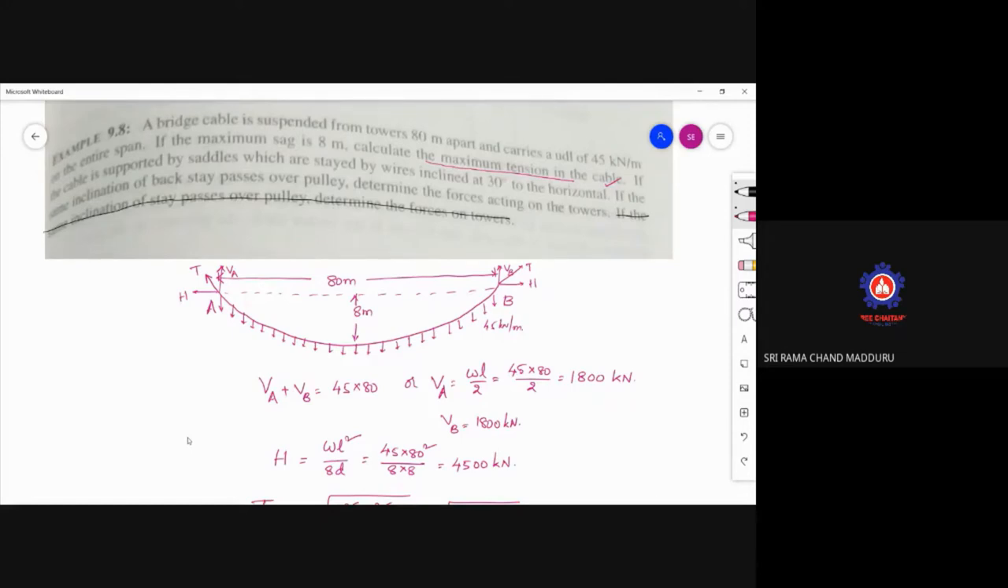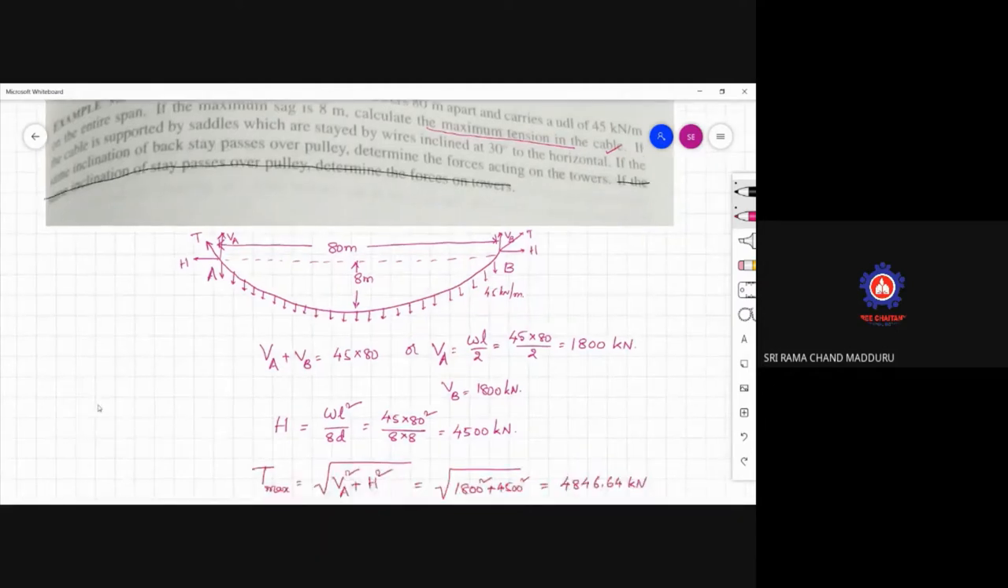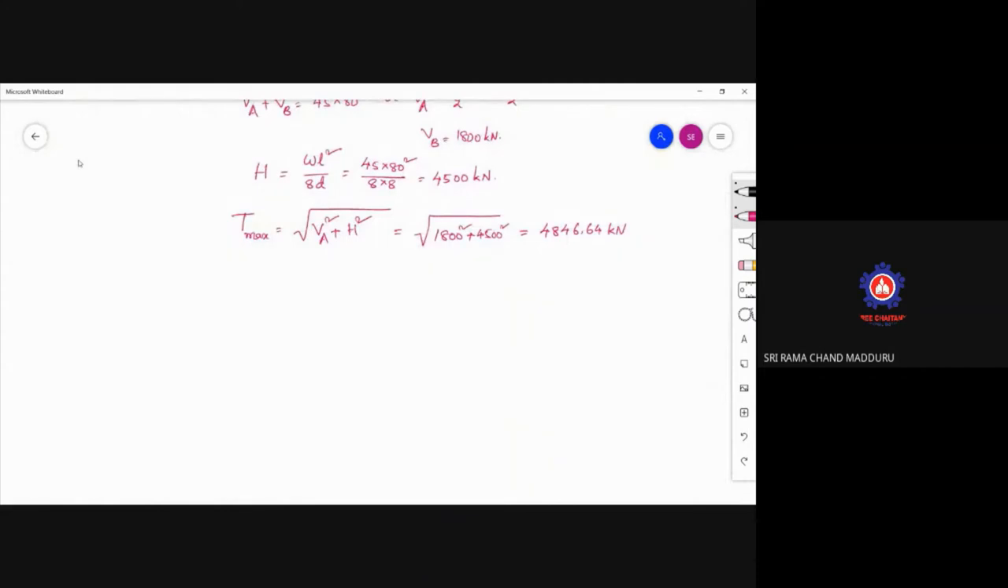So the first point is, if the cable is supported by saddles. Here, this is the tower. We have said that there are two types of supporting systems: one is a frictionless pulley or frictionless roller, and the second one is saddles. So here, this is the saddle. For this supporting tower, the saddle looks like this. Here the cable is connected like this, and this force is the tension force T.